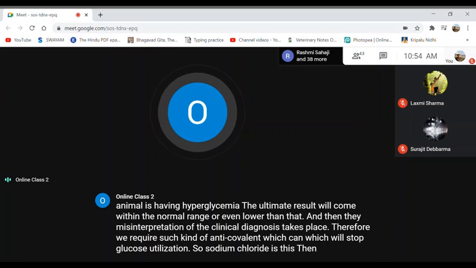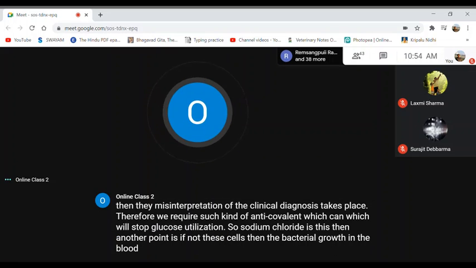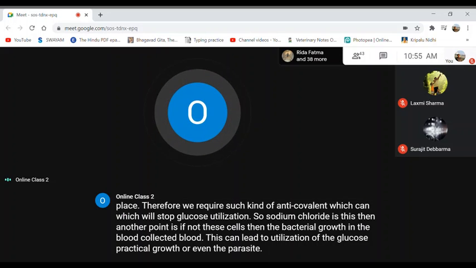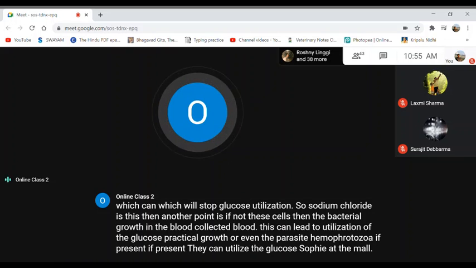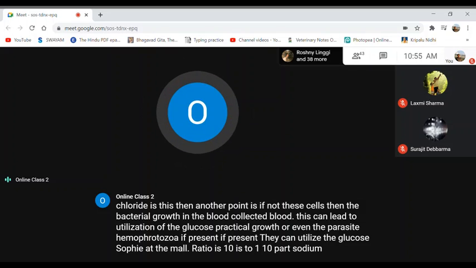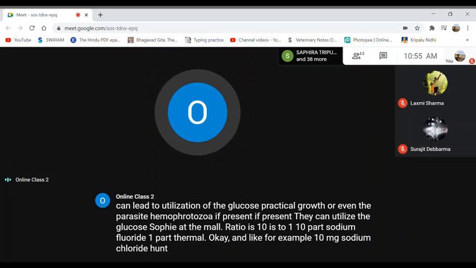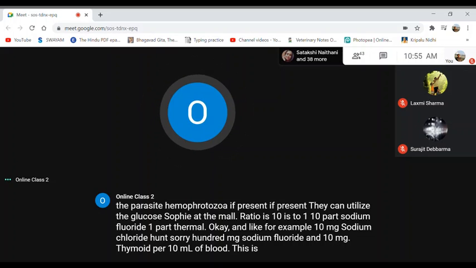Then another point is, if not the cells, the bacterial growth in the collected blood can lead to utilization of the glucose, or even the parasite, hemoprotozoa, if present, can utilize the glucose. So we add thymol. The ratio is 10 to 1: 10 parts sodium fluoride, 1 part thymol. For example, 100 mg sodium fluoride and 10 mg thymol per 10 ml of blood. This is the usage.